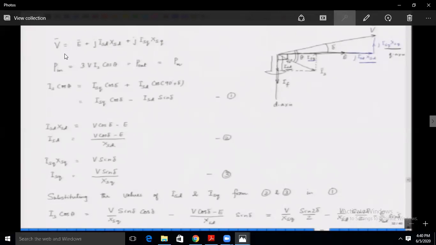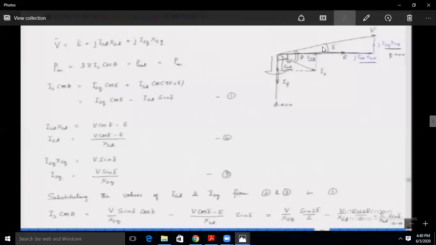So here this is V, and P in is equal to 3V IS cos theta, and that is equal to P out because we are neglecting the stator losses. So again we need to get the IS cos theta term here. IS cos theta can be written as ISQ cos delta plus ISD cos (90 plus delta). So we need to get this particular equation for IS cos theta.